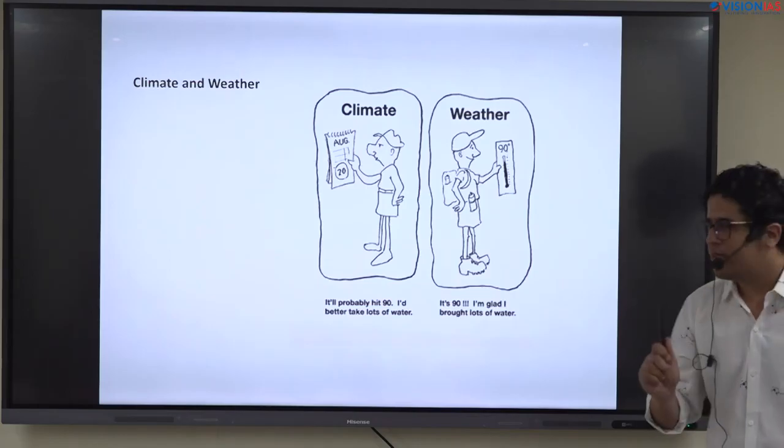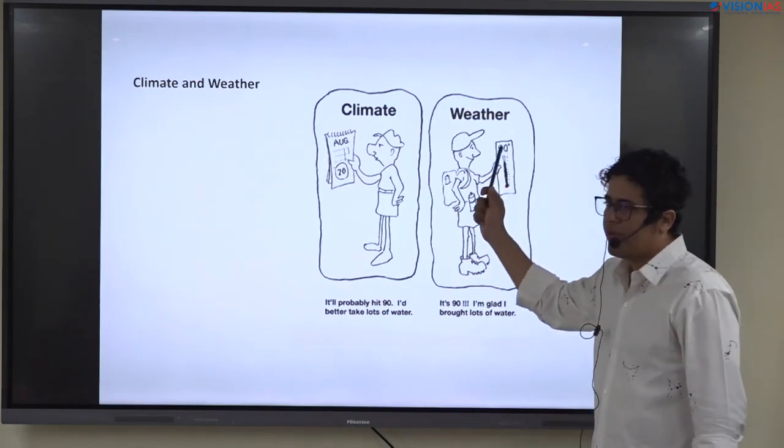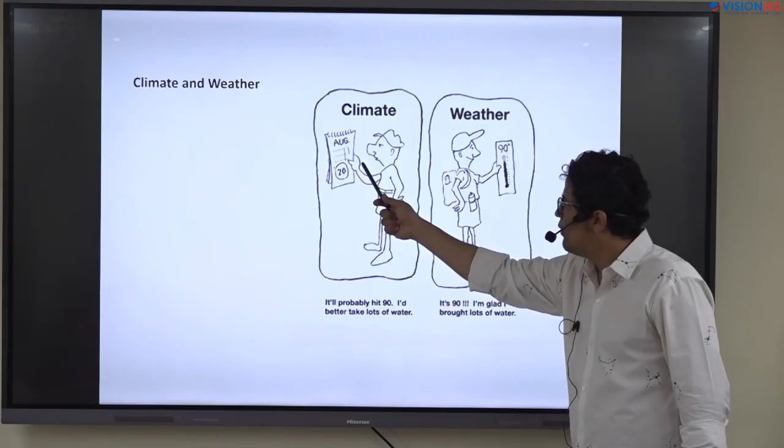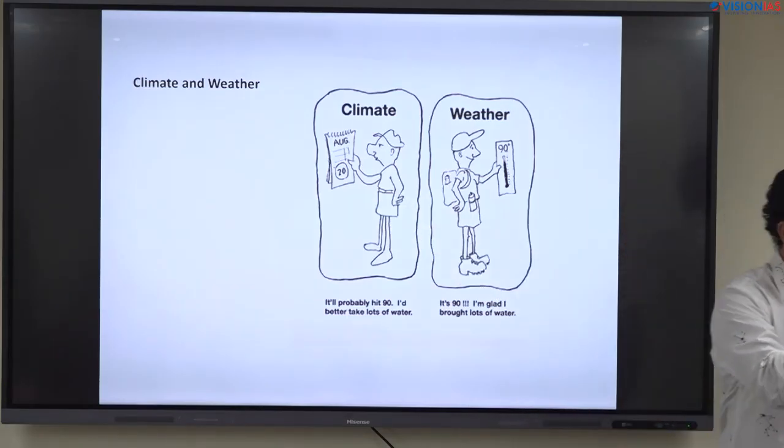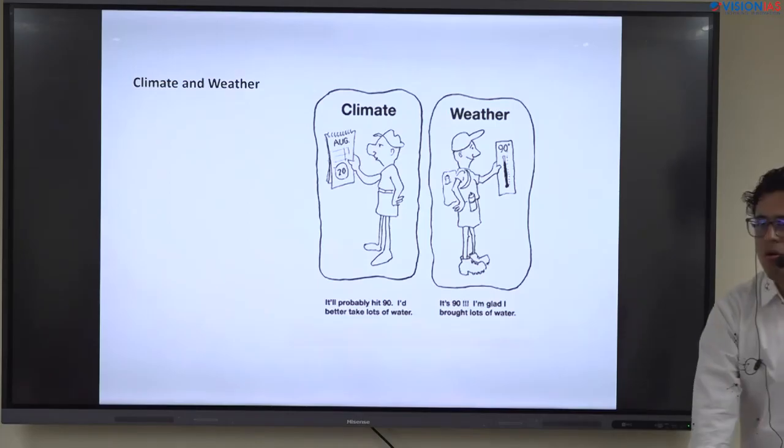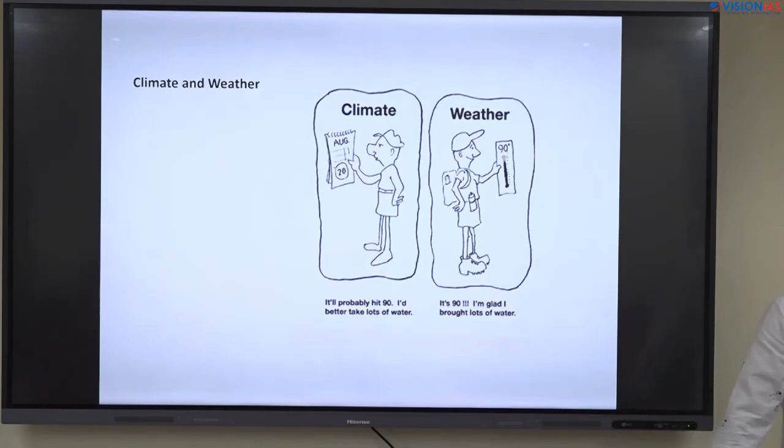But when you see this short-term phenomenon for a long time, let's say for a month, when you expand this short-term phenomenon to a longer duration, it is called climate. So weather is a short-term phenomenon and climate is a long-term phenomenon. That is the difference between weather and climate.